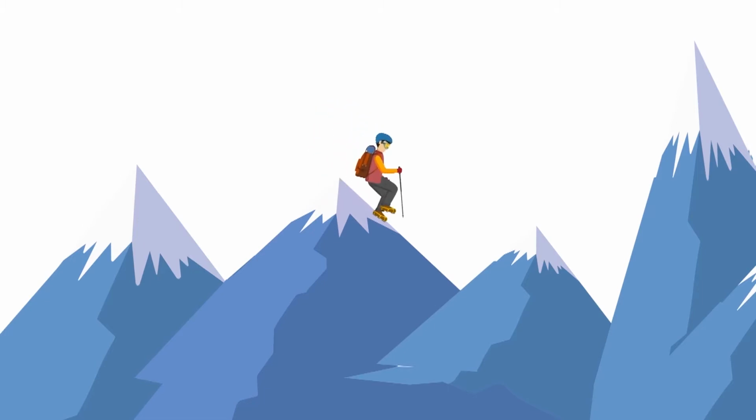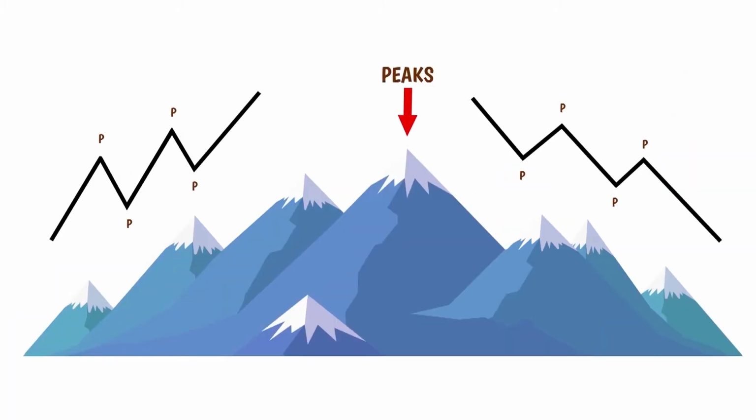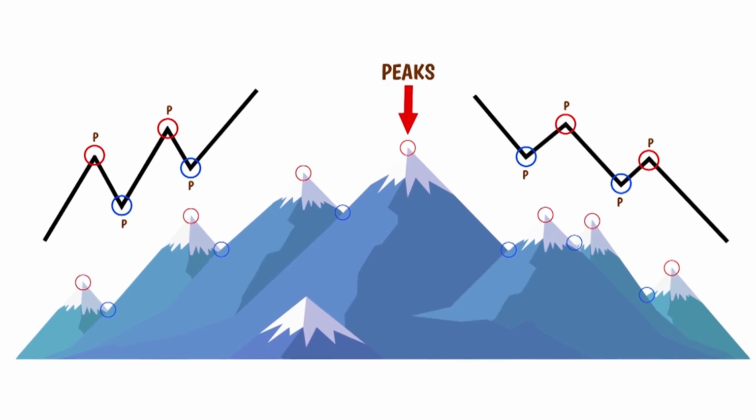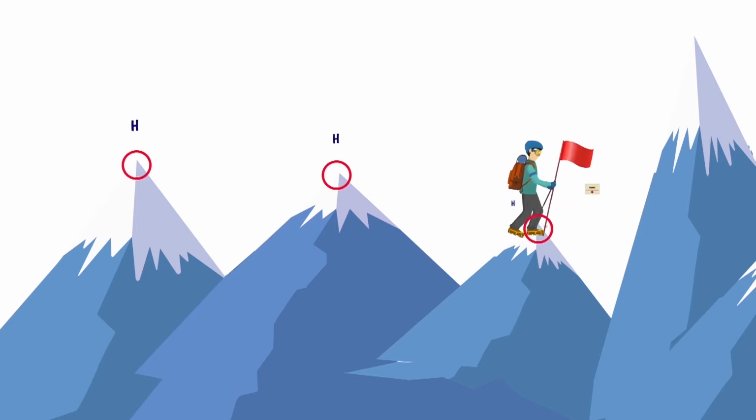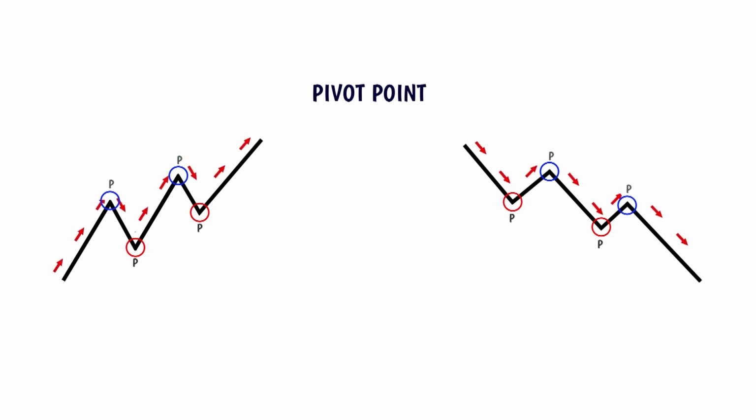Prices don't move straight up or straight down. They move in a structure similar to a mountain range. Just like mountains have high and low points, similarly, even a stock price moves by making high and low points, which are called pivot points.